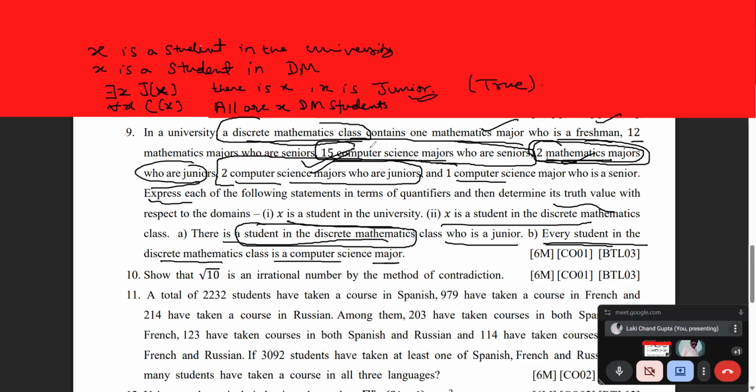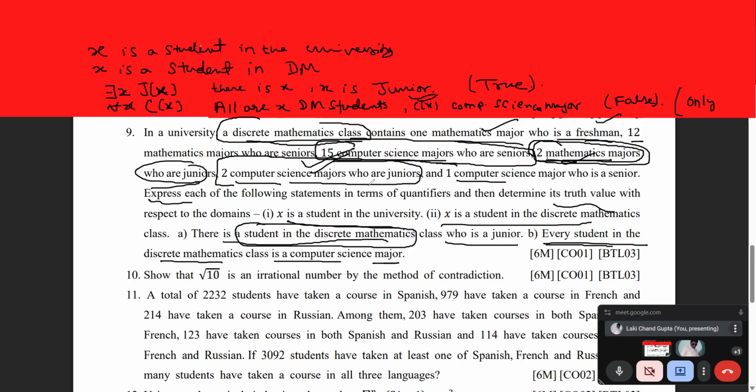Yes. And CX means what? Computer science major. Okay. This is false. Why? Because all students are not taking math. Only 15 students are taking. Understood? Here you can write reasoning.